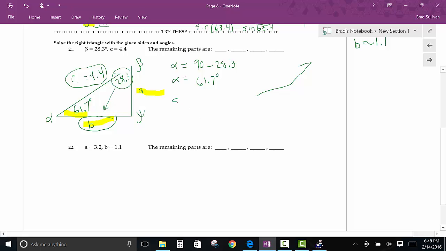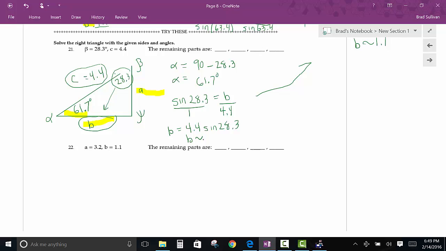That means we're going to use the sine. So the sine of 28.3 degrees is going to be the side opposite, B, over the hypotenuse, 4.4. That will be a real simple proportion that we solve. You just cross multiply. 1 times B is B. Then we need to do 4.4 times the sine of 28.3. Go to the calculator, round to 1 decimal. 4.4 sine 28.3, I'm going to get about 2.1. That gives that part of the triangle.